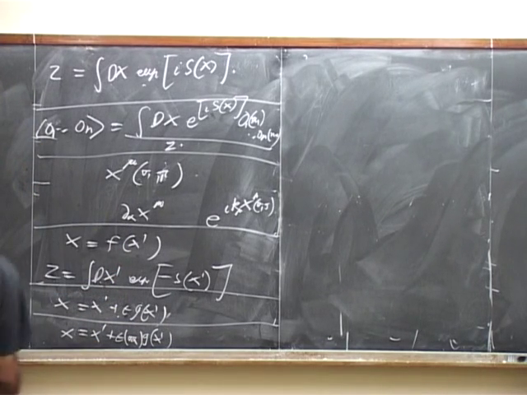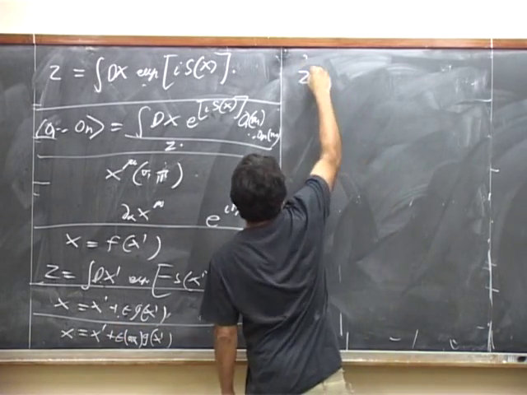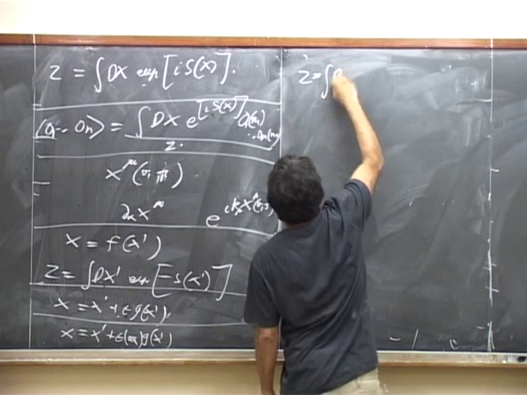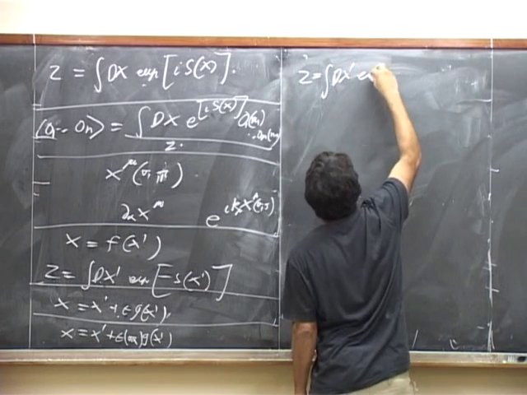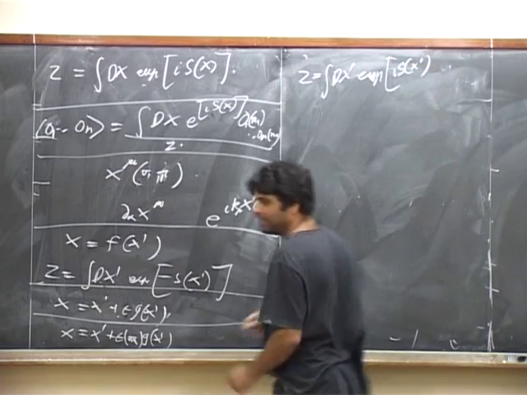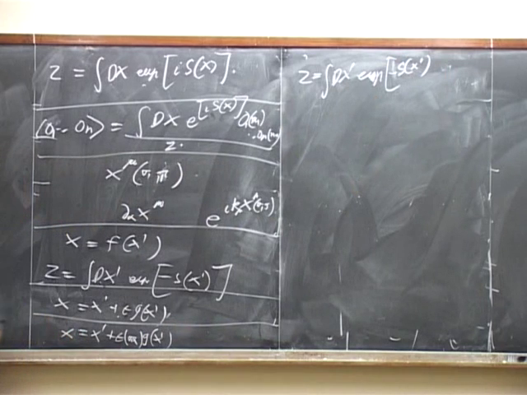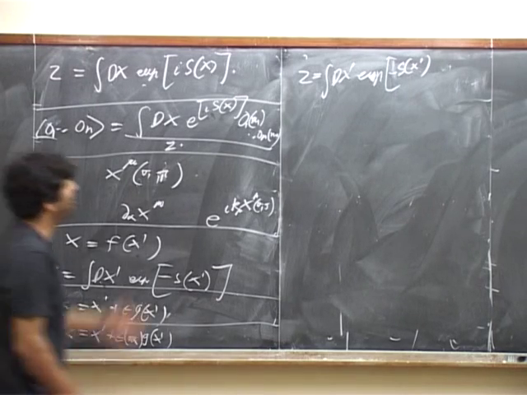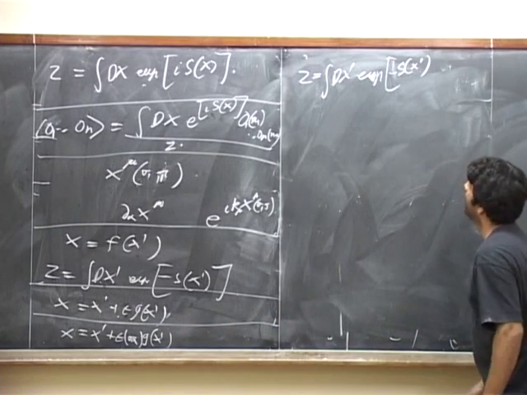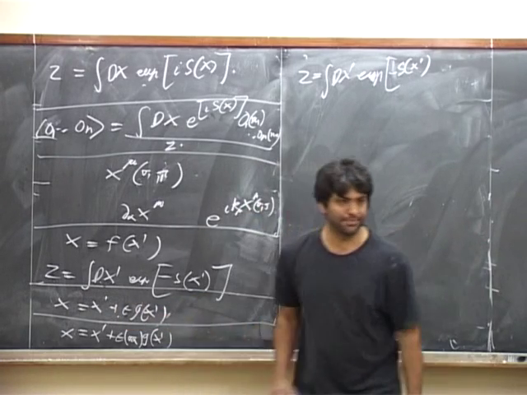So what do we get? We know that if epsilon is constant, making the variable change simply gives us dx prime, exponential of minus s of x prime. The argument will always be clear in this, so I'll write it with fewer i's. This would be true if epsilon was a constant.